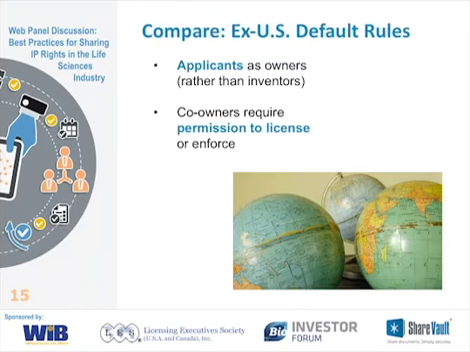Just by way of comparison, looking at what happens with patents outside the United States, a couple of things are notable in the rules of shared IP outside the United States. First of all, outside the United States, there's a lot more focus on applicants rather than inventors. Second, the co-owners require permission to license as well as to enforce. So in the United States, an owner can use their rights and let others use their rights independent of each other. That's not the case in many countries outside the U.S.